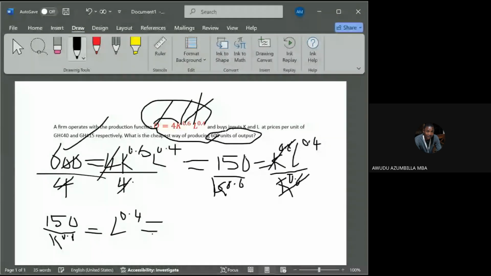Now, what we need is for L to stand alone, not L raised to the power 0.4. So we are going to take the root of both sides by 0.4. Remember, if you have, let's say, 27 raised to the power 1 over 2, you are going to cancel the powers. And again, if you have 1 over 2 as a power, it's the same as having the square root of 2.